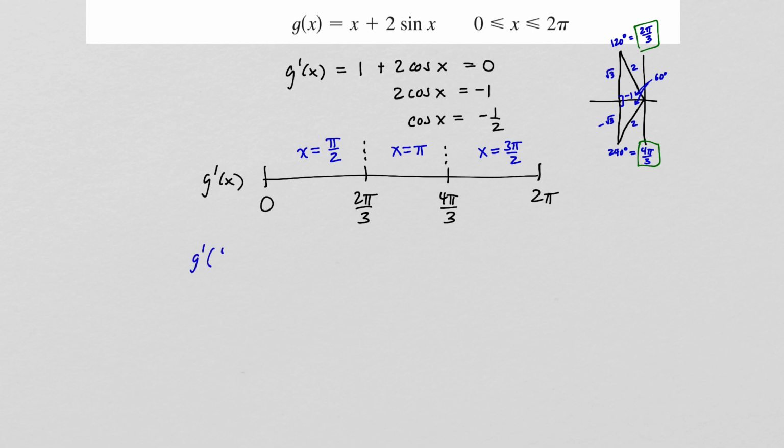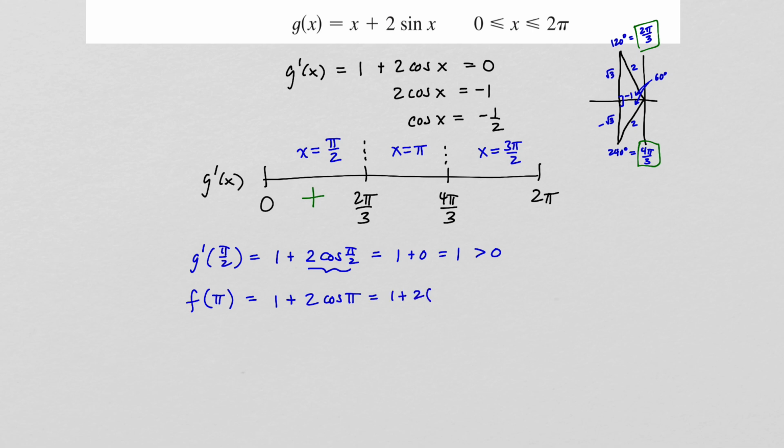So g prime of pi over 2 is 1 plus 2 times the cosine of pi over 2. And we know that cosine of pi over 2 is 0. So g prime of pi over 2 is 1 plus 0, which is 1, and that is positive. And that means our derivative is positive here. Then we do the same thing for pi. g prime of pi is 1 plus 2 times the cosine of pi, and cosine of pi is negative 1. And this gives us negative 1 as an answer, which is clearly negative.